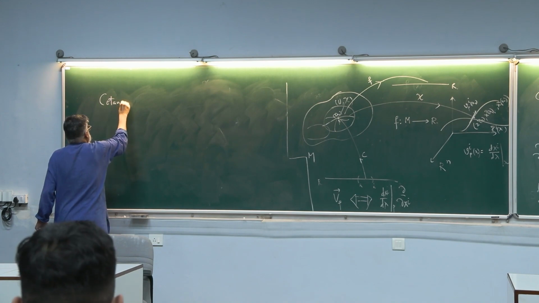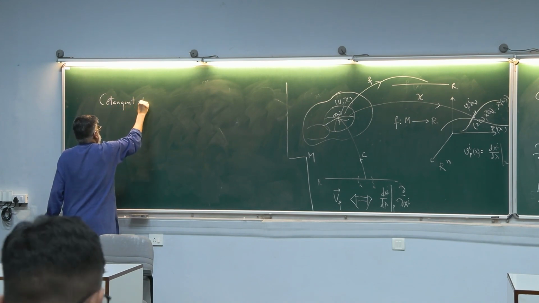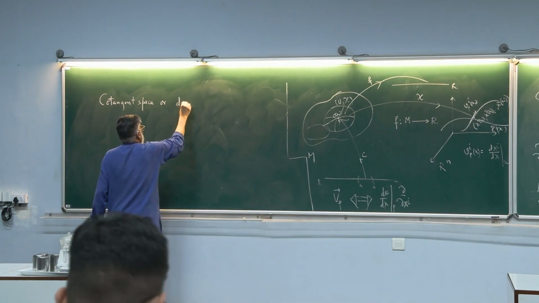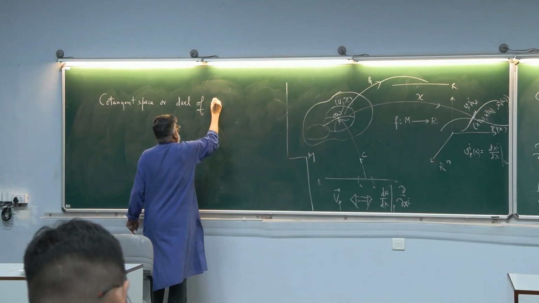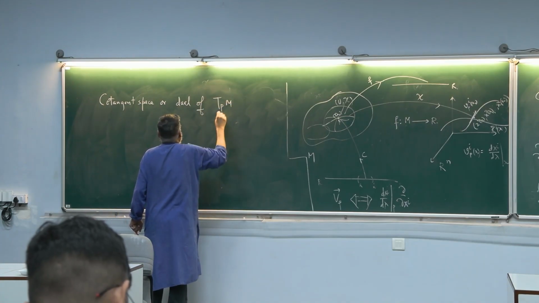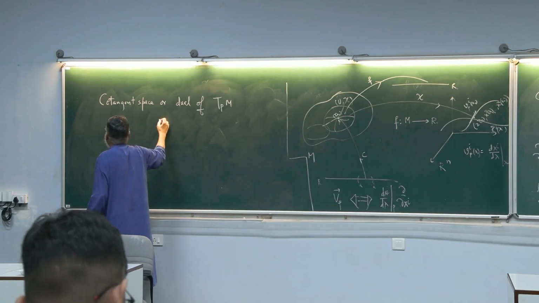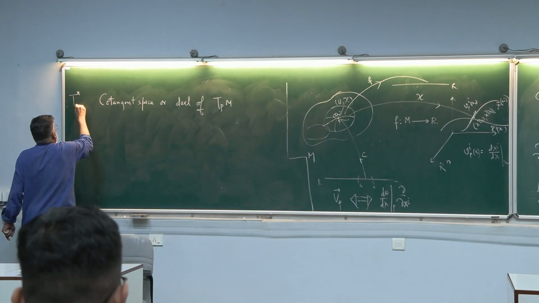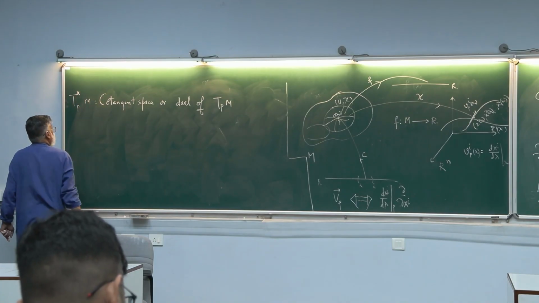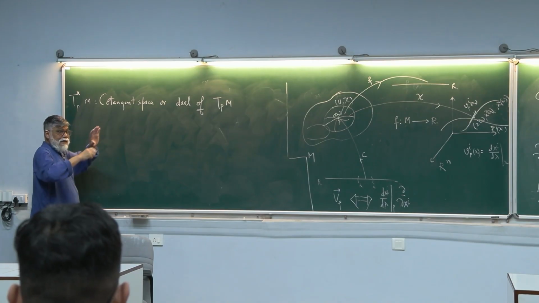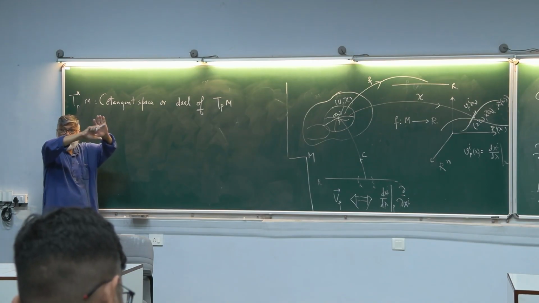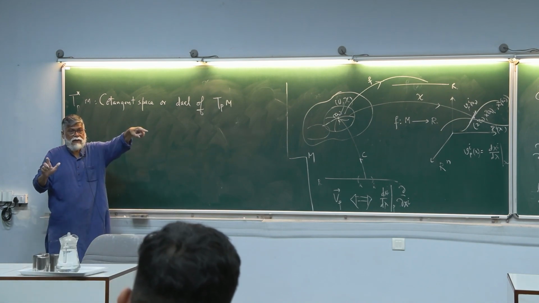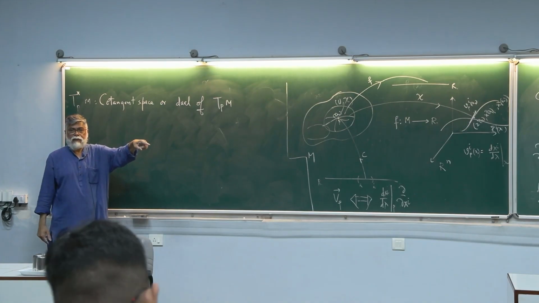Cotangent space is a dual space, also called the dual of TPM, and it is termed T star. All right. So this is a linear vector space which acts on TPM and produces a real number.